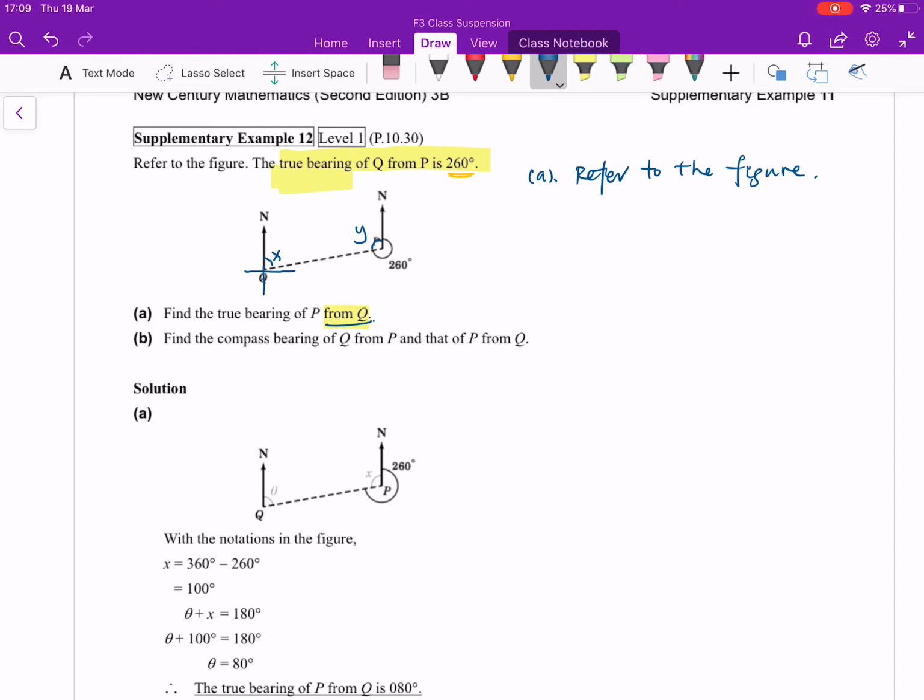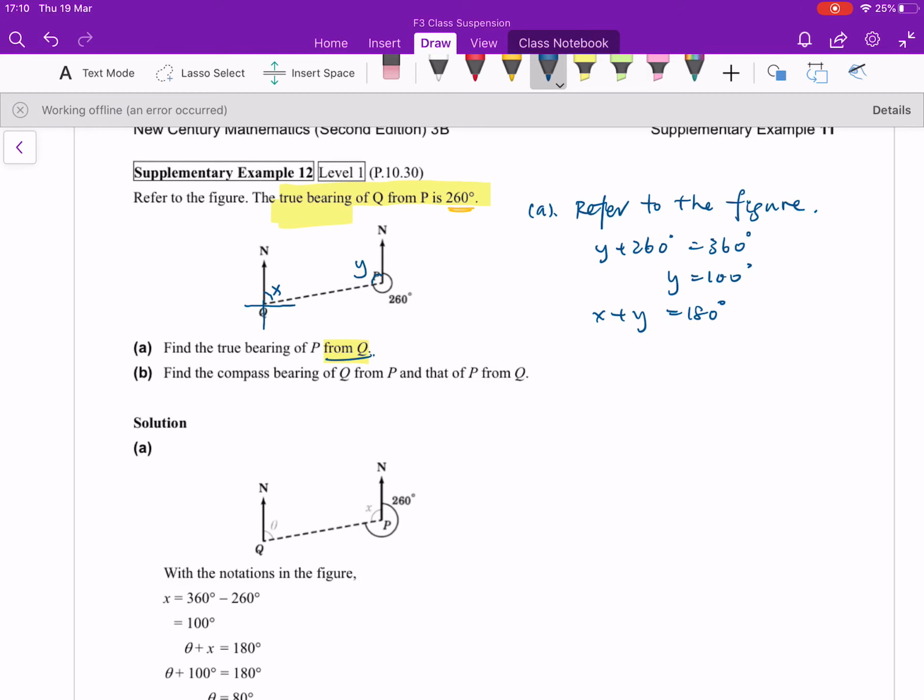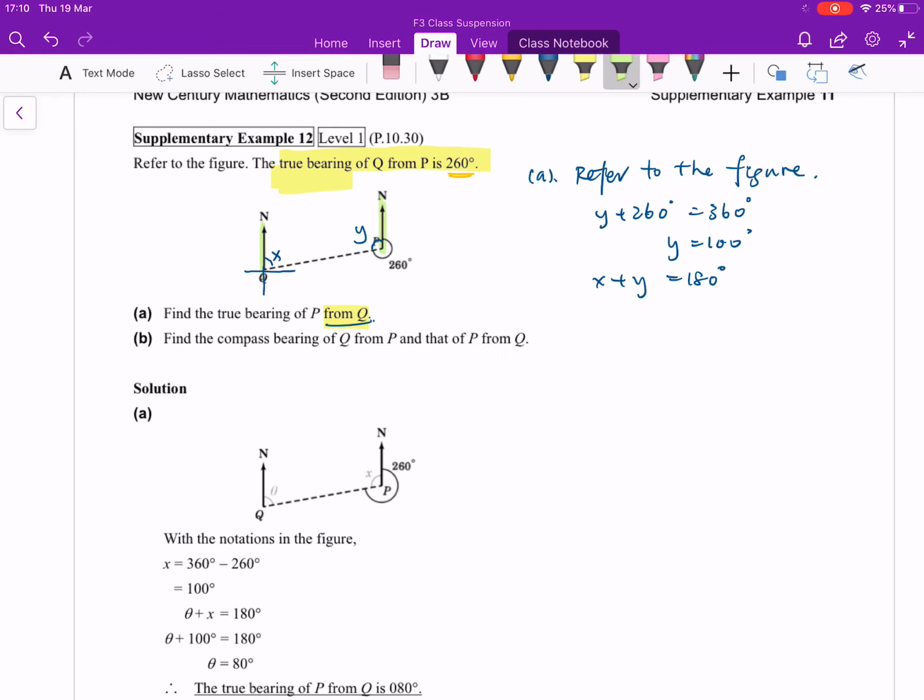And then you have 260, so Y plus 260 equals to 360. Angles at a point, you know the reason behind. So Y is 100, and then X plus Y equals to 180. The reason behind is interior angles, because you know that these two lines, this one and this one, are both in vertical direction, or actually the north-south direction. So they are parallel to each other. Therefore, X and Y form a pair of interior angles, and the sum of them should be 180.